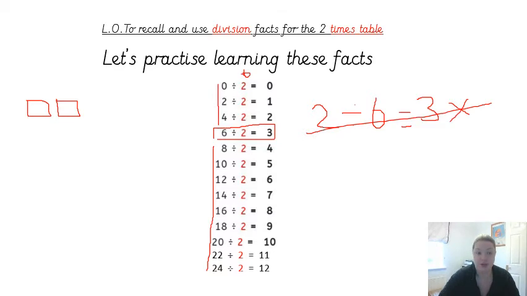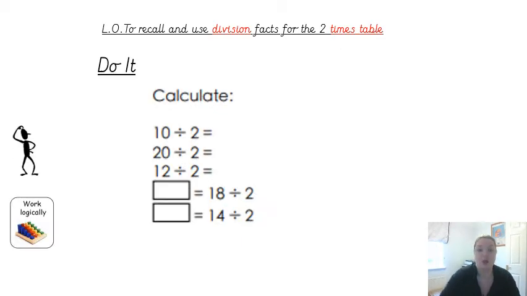So let's see if we can do our do it. So do it. Calculate the following. So in your books or on your piece of paper, you have to write the whole number sentence. You can't just write the answer. So you're going to write 10 divided by 2 equals, and then you are going to write the answer. I'm just going to do a line.